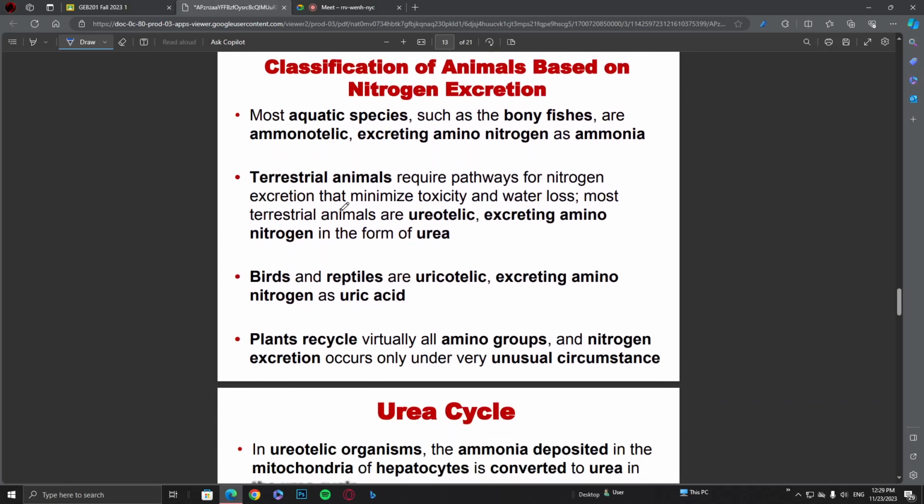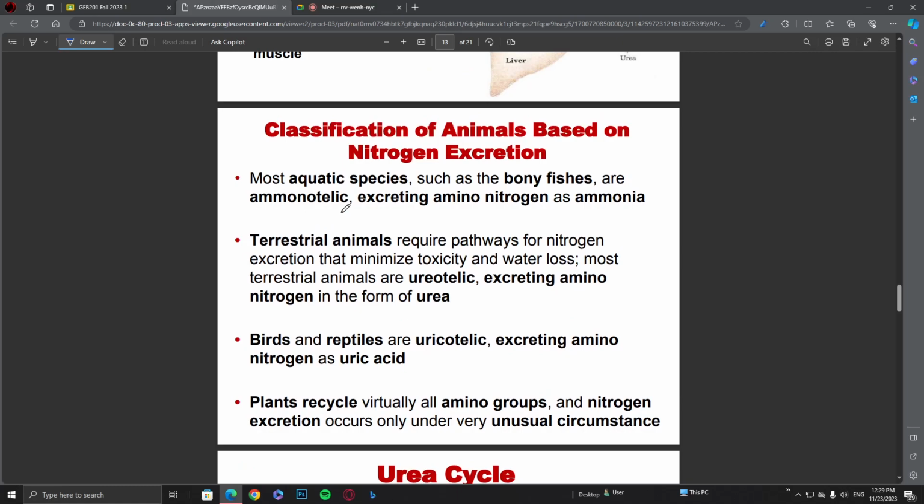Now we are focusing on the catabolism of the amino group. After catabolism, this amino group gives rise to different nitrogenous waste products, and that depends on the organism, or we can say the animal. According to that, the aquatic species, for example bony fishes, excrete the amino nitrogen as ammonia, and for that they are known as ammonotelic.